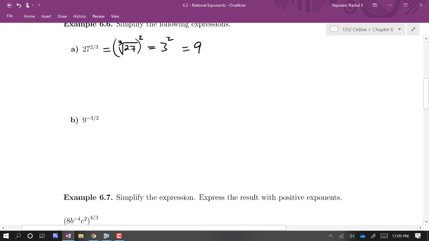Similarly, down here, 9 to the negative 3/2. So the first thing I'm going to do here is deal with that negative exponent. So this is 1 divided by 9 to the 3/2, and now I'll deal with that rational exponent. I'm going to take the square root of 9 and then cube it. That's what that exponent tells me to do. I know the square root of 9 is 3. So this is 1 over 27.